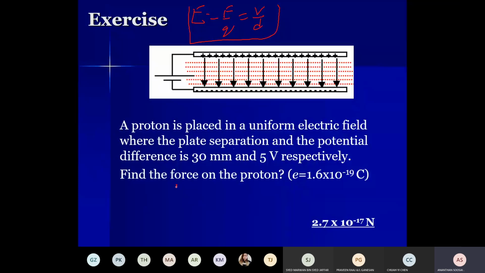Correct? Because you want to find force, the formula that must come to your mind is F equals QE. Then E is V over D, and you substitute. Of course the charge is 1.6 times 10 power of negative 19, V is 5 volt, and D is the trap: 30 mm, change to meters, 10 power of negative 3. Okay, good. So you get this answer.